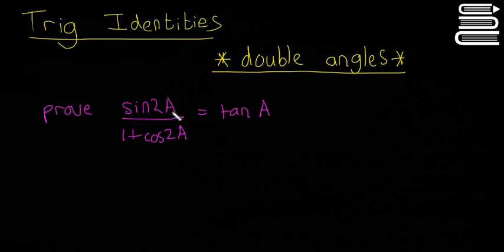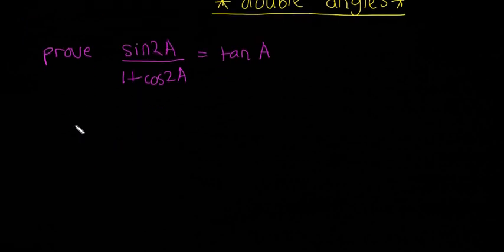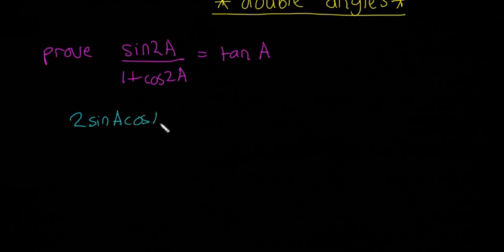We have sine 2a divided by 1 plus cos 2a is equal to tan a. So we have to prove this. Again, we're just going to work with the left-hand side and leave the right-hand side as it is. So let's get started. I'll go bright blue. The first thing is I'm going to break all these double angles up. So sine 2a is going to be 2 sine a cos a divided by 1 plus.